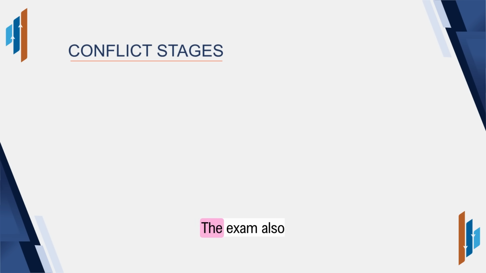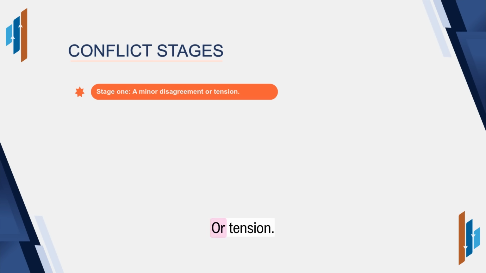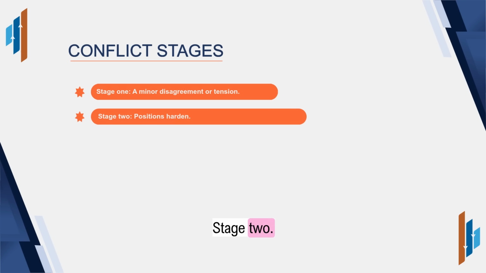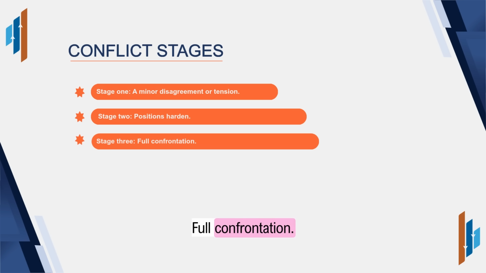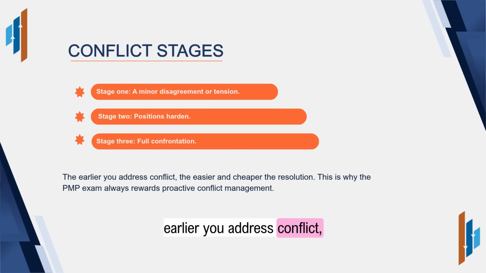Conflict stages. The exam also tests your understanding of conflict stages, how conflict escalates if not addressed. Stage 1, a minor disagreement or tension, easy to resolve at this point. Stage 2, positions harden. Both parties start seeing each other as opponents. Stage 3, full confrontation. Escalation may be necessary. The earlier you address conflict, the easier and cheaper the resolution. This is why the PMP exam always rewards proactive conflict management.